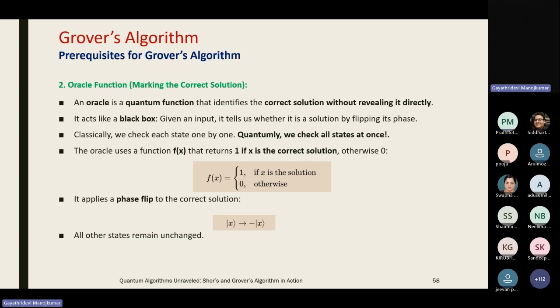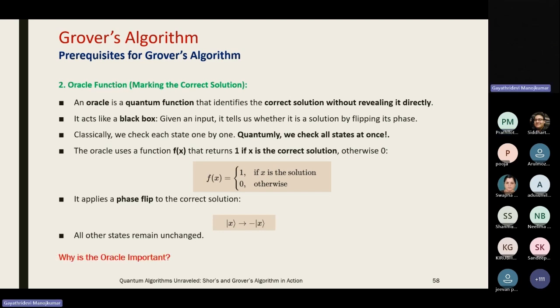Consider if I am performing this on 3 qubits, that is 101. The phase flip is applied on the correct solution, so it flips the solution here. All the remaining states remain unchanged.